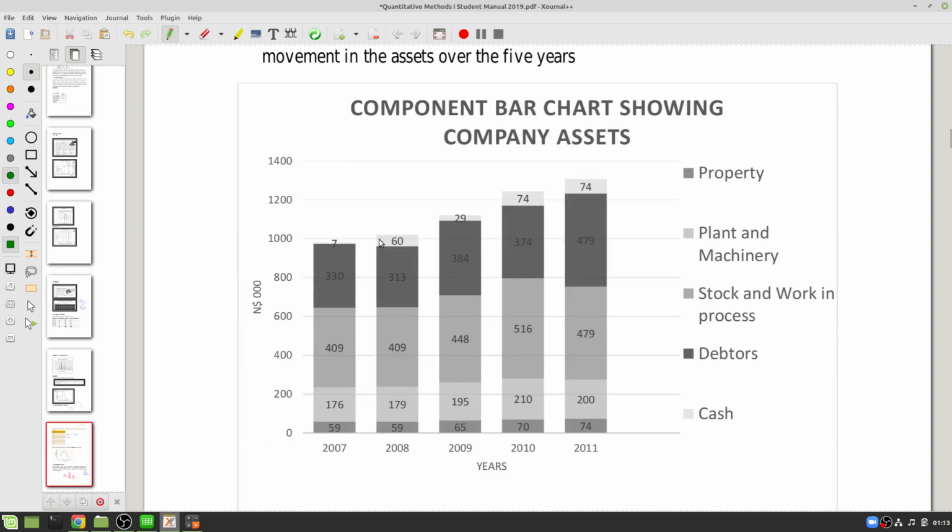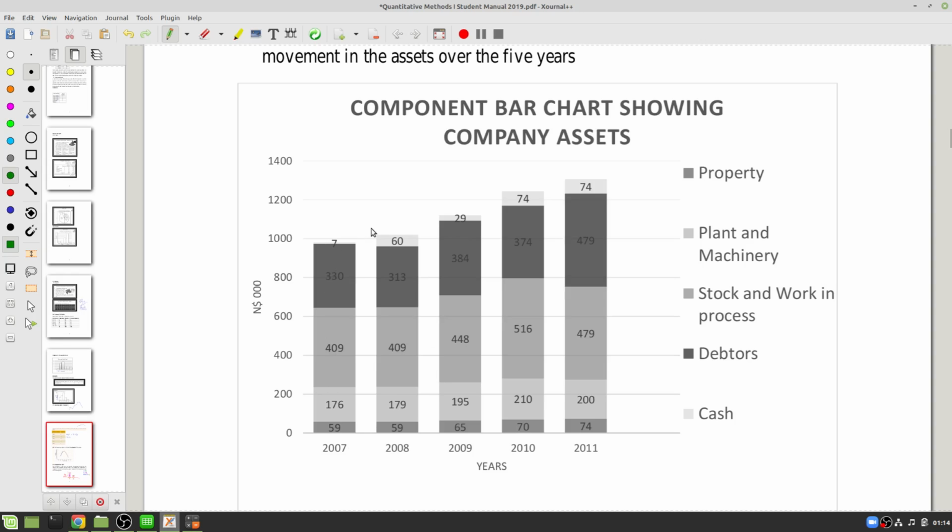Property, plant, machinery, so number of dollars. So in 27, we can say 59,000 was spent on, what is this one here? I'm not even sure, property. Then 176,000 was spent on plant and machinery, or as cash, etc. You can see this, right? These are the components in each year.